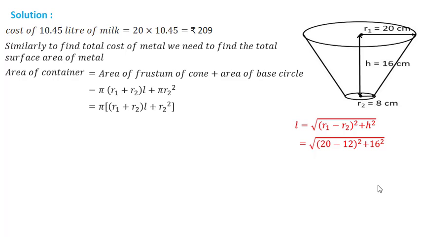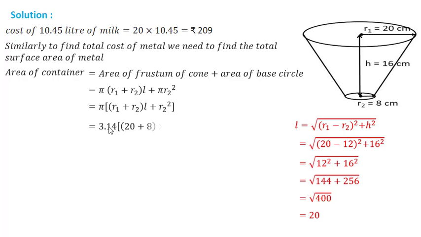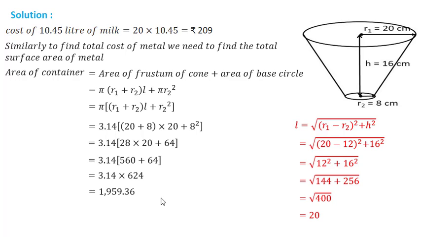Let us put the respective values. After simplification I get square root of 400, that is 20. So I know the slant height. Now let us put the values. Value of pi is 3.14 into R1 is 20, R2 is 8, slant height is 20, and R2 again is 8 centimeter square, so that is 8 square. Now let us simplify it. We get answer as 1959.36. Now we got the area of container.